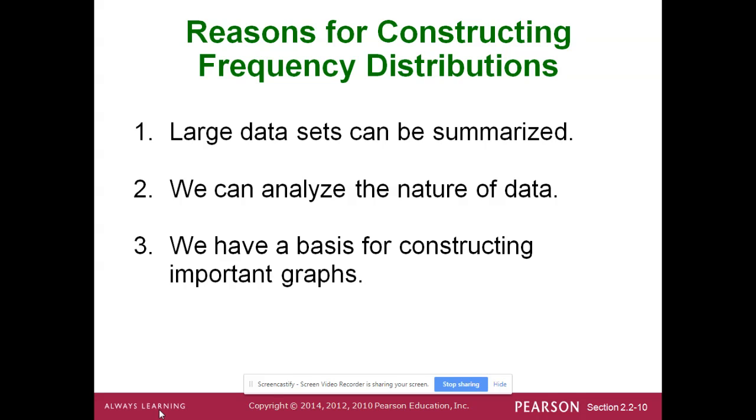So a frequency distribution is one of the first things that you can do with your data to help you summarize it and get a general idea of what's happening. So number one is summarize. Number two, general idea to analyze it, and then a basis for constructing other graphs out of that. We'll see that next section when we talk about histograms. That's going to be built off of a frequency distribution. If you can't make a frequency distribution, you're going to have trouble making a histogram because they're directly related.